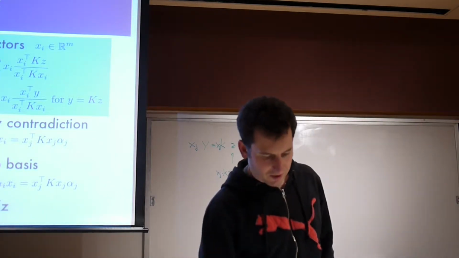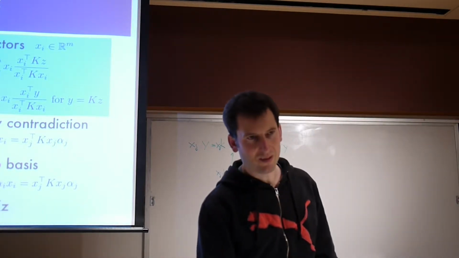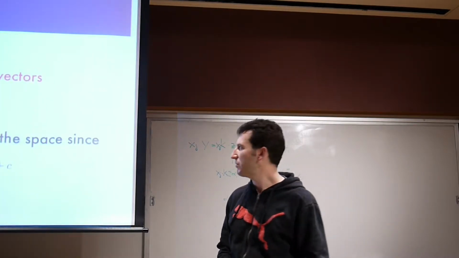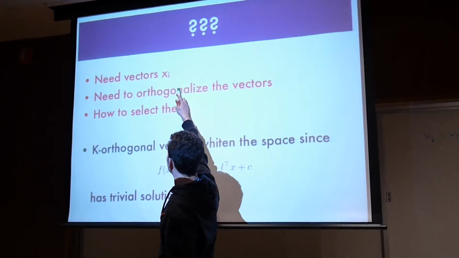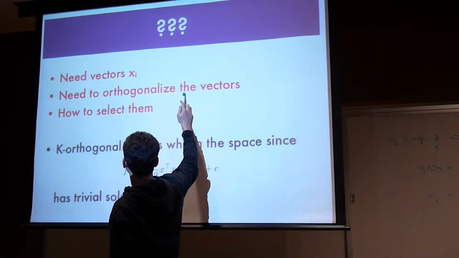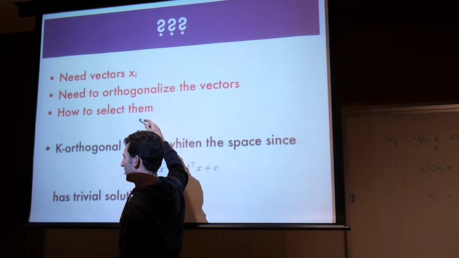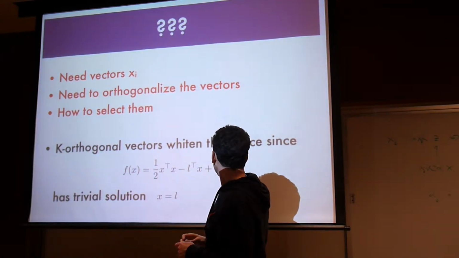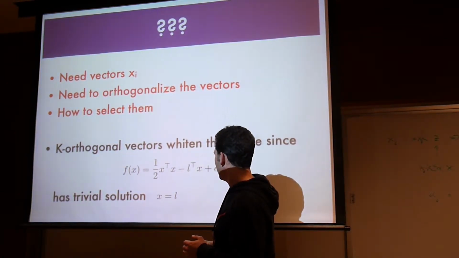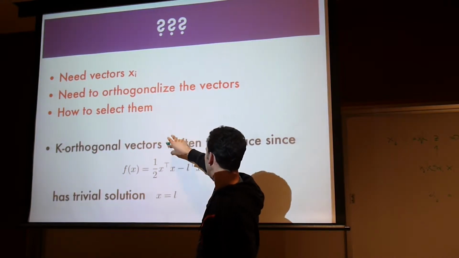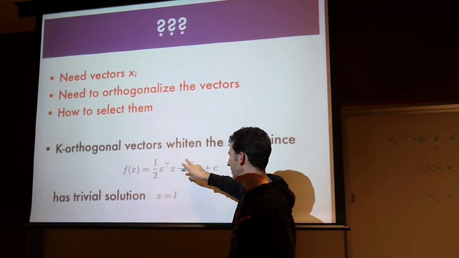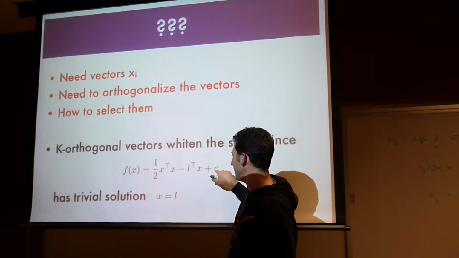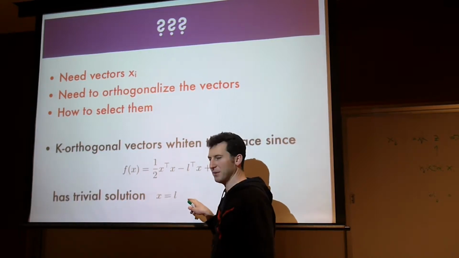So that's all very nice, but we don't really have this linear system of vectors x, so how can we get it? What we really need is those vectors x. We need a way to orthogonalize these vectors as we go along, and how do we actually get them in the first place? After all, we have a lot of freedom in selecting them. Obviously, these vectors really widen the space. Because if you think about this problem here, 1/2 x transpose Kx minus L transpose x plus c has obviously this trivial solution x equals L.